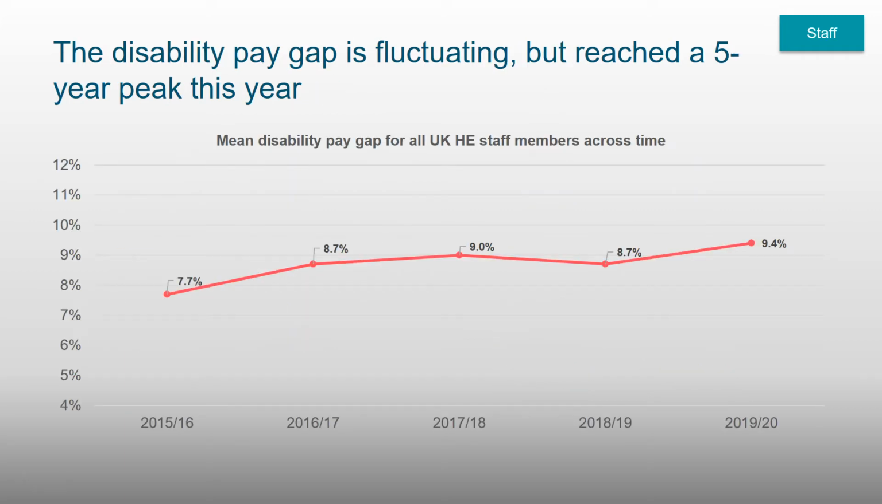This inequity in terms of salaries is not only a feature noted among academic staff members. On the contrary, there is a disability pay gap for all UK higher education staff members when looking at the salaries of academic and professional and support staff combined. As this slide shows, the disability pay gap has mainly been increasing within the last 5 years.